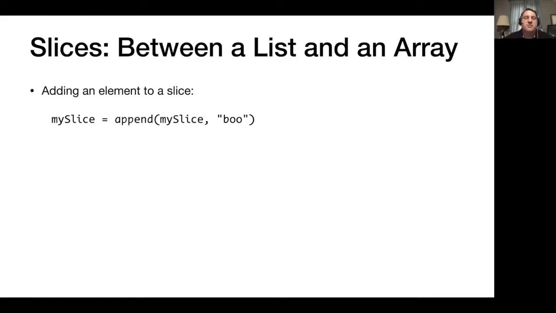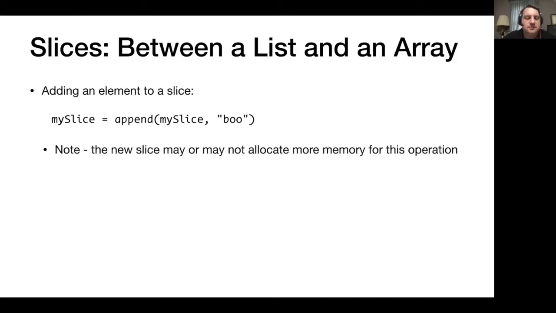That's why you have to reassign it to the slice, because it has to know what the new viewport is. The slice is technically a value, even though it's a value that has a pointer to the arrays. The slice itself, the viewport, is a value. So if I didn't reassign it, it wouldn't change.